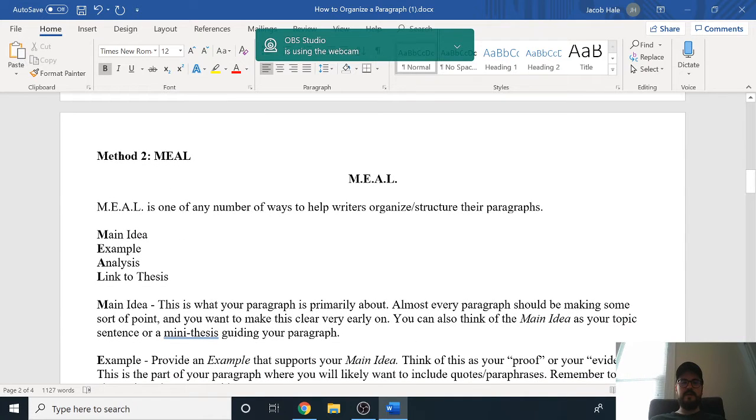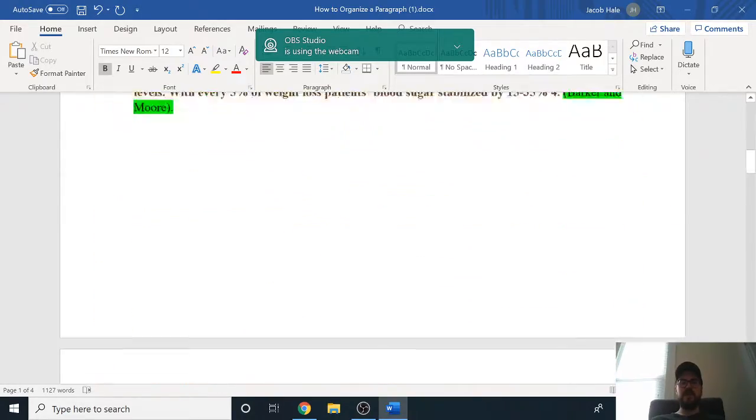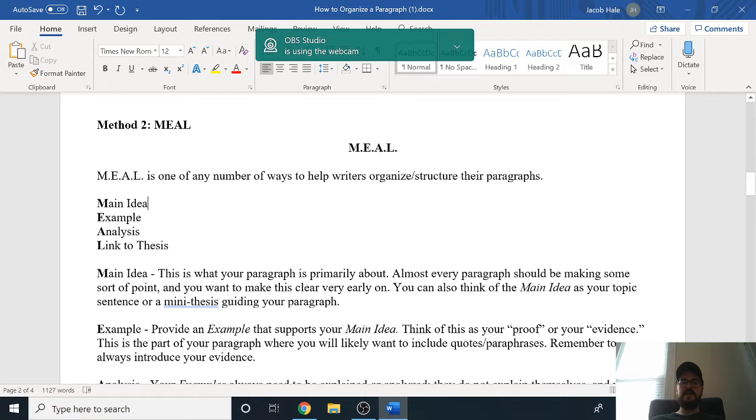Next, we're going to talk about a method called MEAL. Now, this method is very, very similar to the previous one. In fact, it's so similar that I thought about only talking about one of these and not both. But they use different language. They are slightly different from each other. This first method is really a method of using quotes, whereas this method is used for writing full paragraphs. But they are very, very similar.